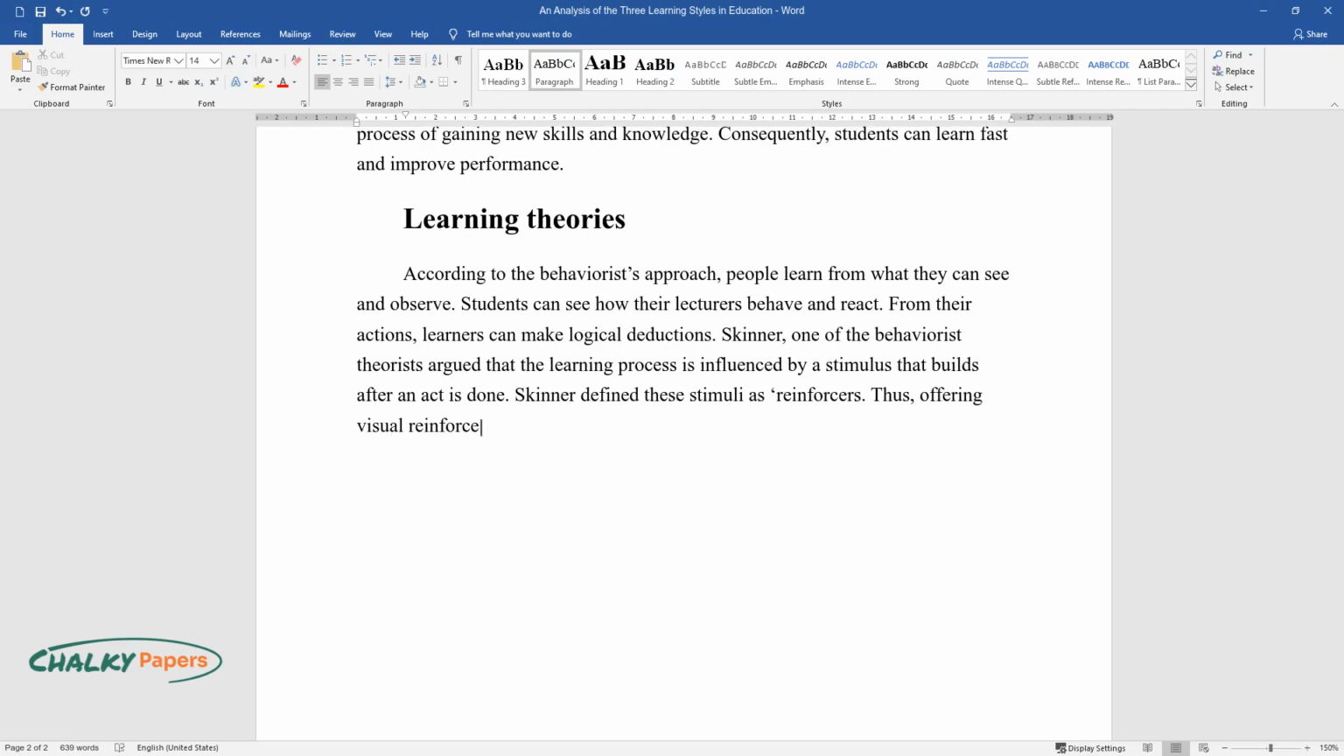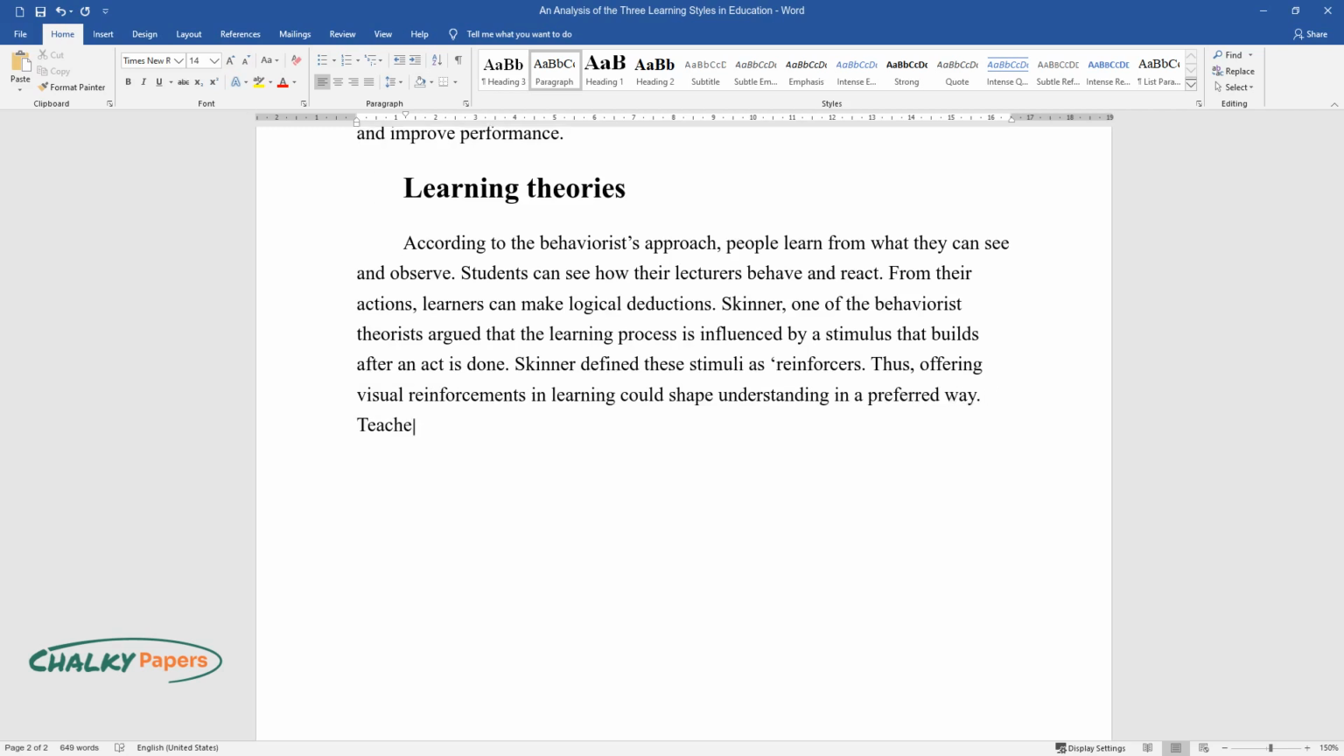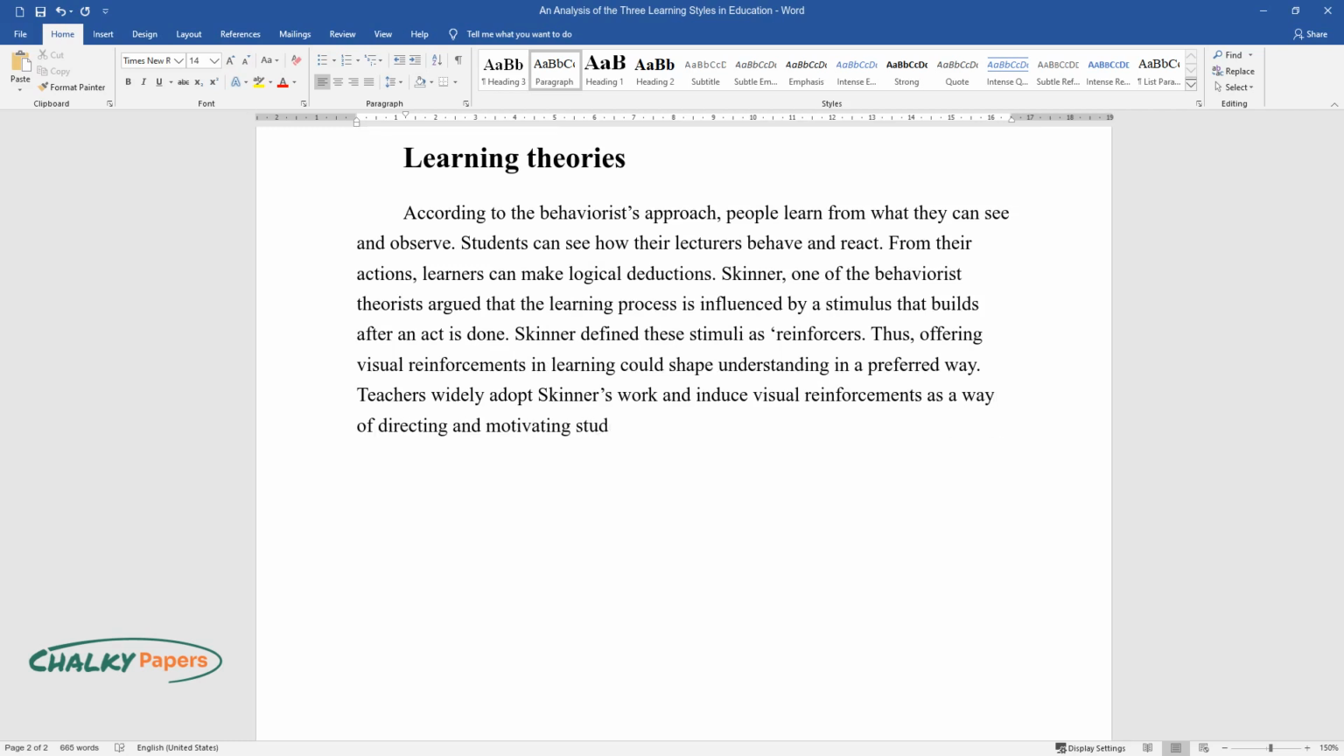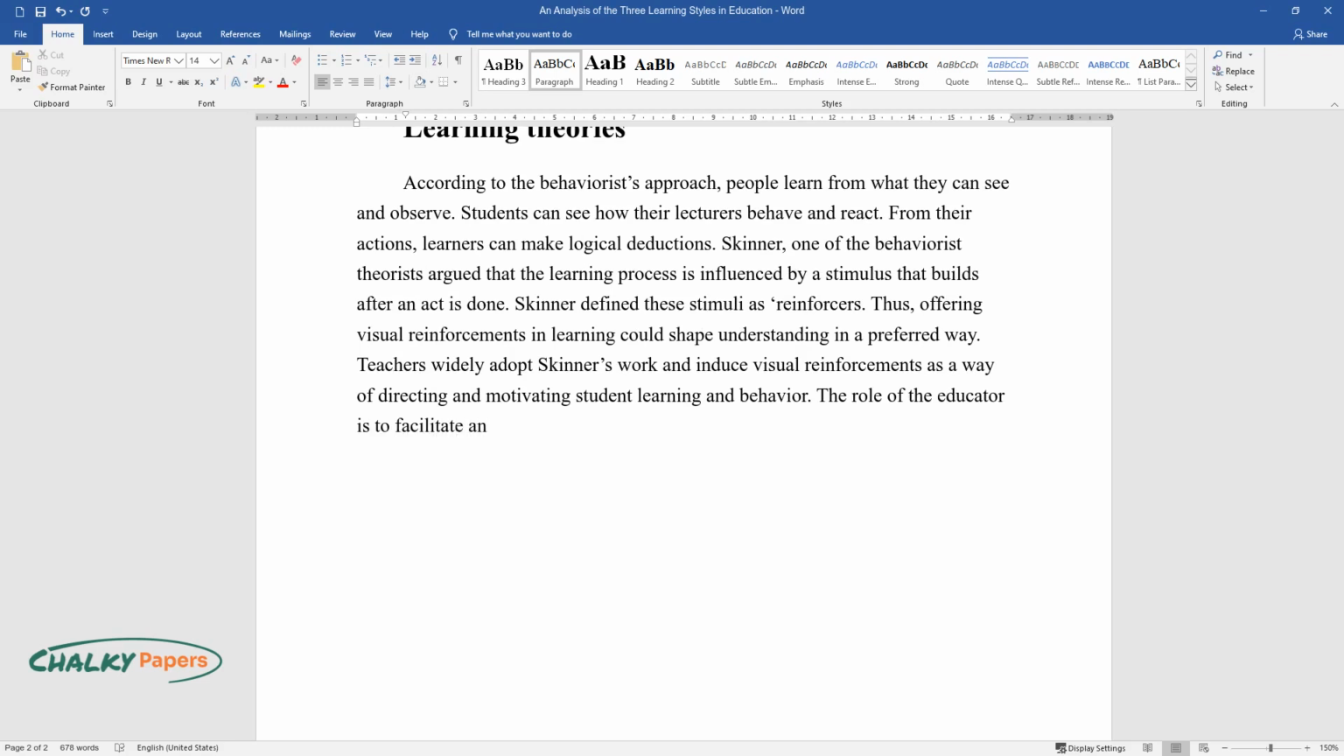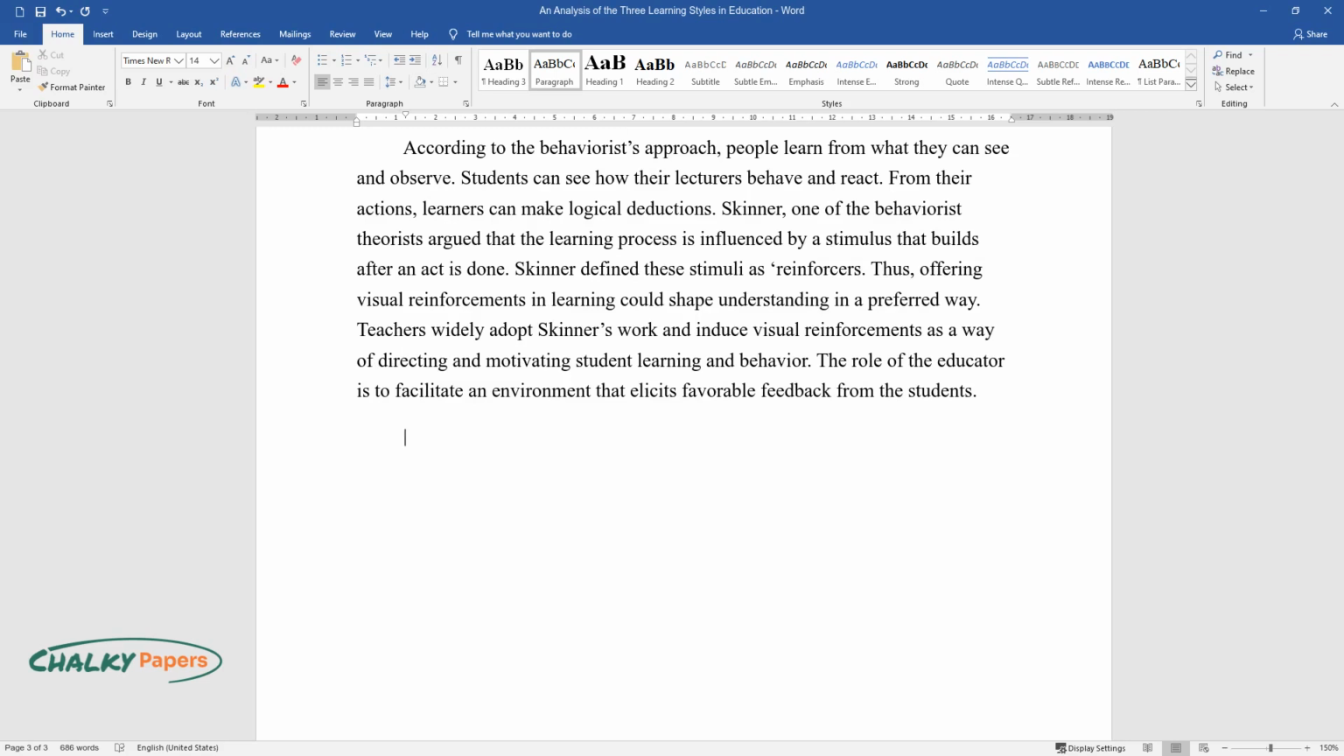Thus, offering visual reinforcements in learning could shape understanding in a preferred way. Teachers widely adopt Skinner's work and induce visual reinforcements as a way of directing and motivating student learning and behavior. The role of the educator is to facilitate an environment that elicits favorable feedback from the students.